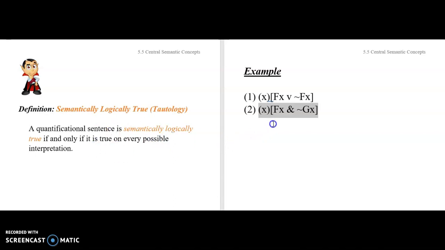So, pause now and see if you can provide me with an interpretation. Let's do it in, say, 2 objects, according to which this sentence 2 here is false, thereby demonstrating that this sentence is not semantically logically true, is not a tautology. Pause now.